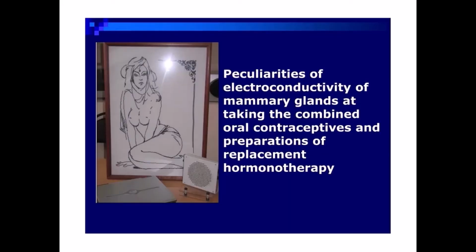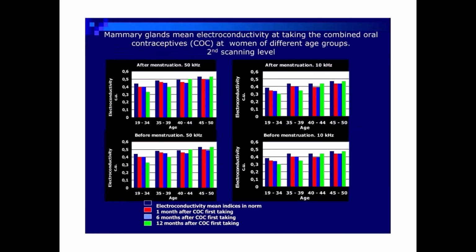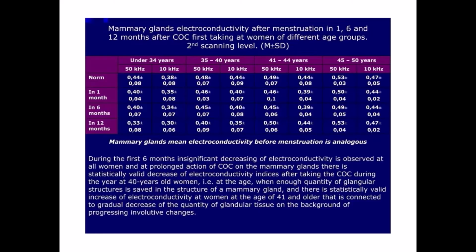Peculiarities of electroconductivity of mammary glands when taking combined oral contraceptives and preparations of replacement hormonotherapy. Mammary glands mean electroconductivity when taking combined oral contraceptives, COC, in women of different age groups. Second scanning level, mammary glands electroconductivity after menstruation, at 1, 6 and 12 months after first taking COC in women of different age groups. Second scanning level, plus or minus SD. Mammary glands mean electroconductivity before menstruation is analogous.